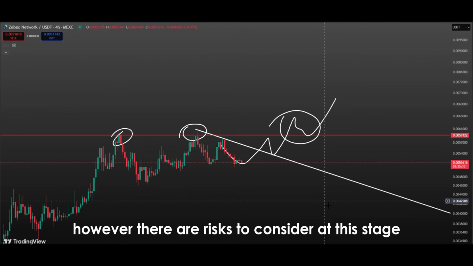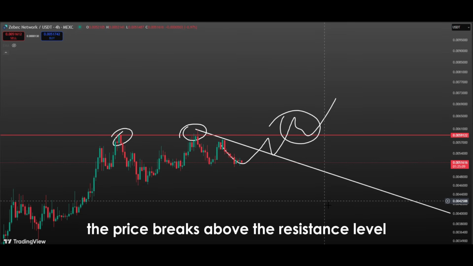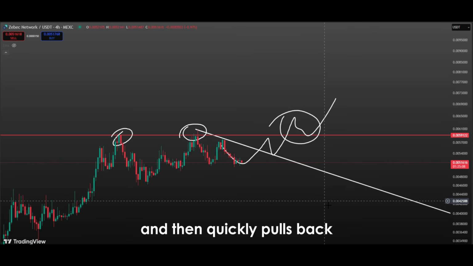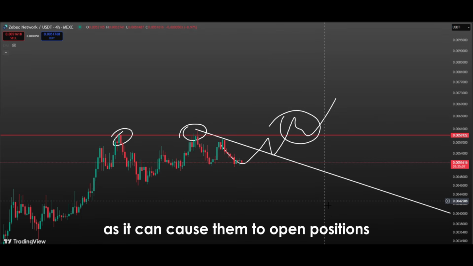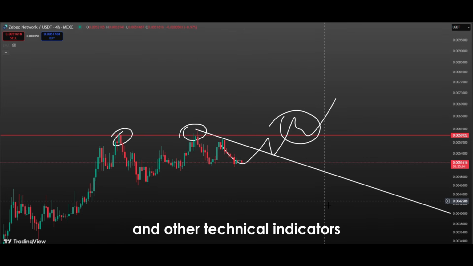However, there are risks to consider at this stage. Sometimes, the price breaks above the resistance level and then quickly pulls back, which is called a false breakout. This can harm investors as it can cause them to open positions based on a false signal. Therefore, the reliability of the resistance breakout should be supported by trading volume and other technical indicators. Additionally, market news and overall economic conditions can affect the durability of this move.